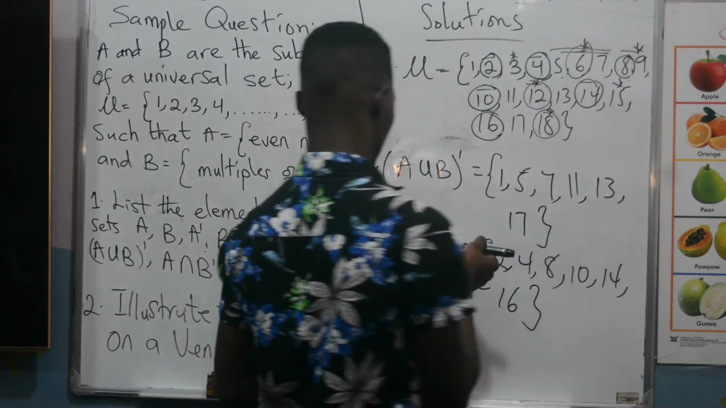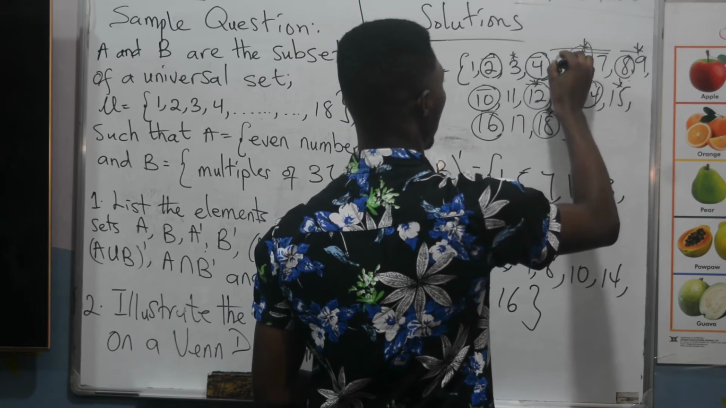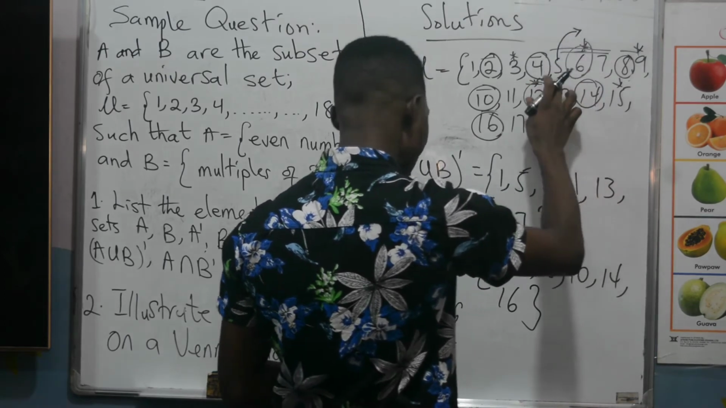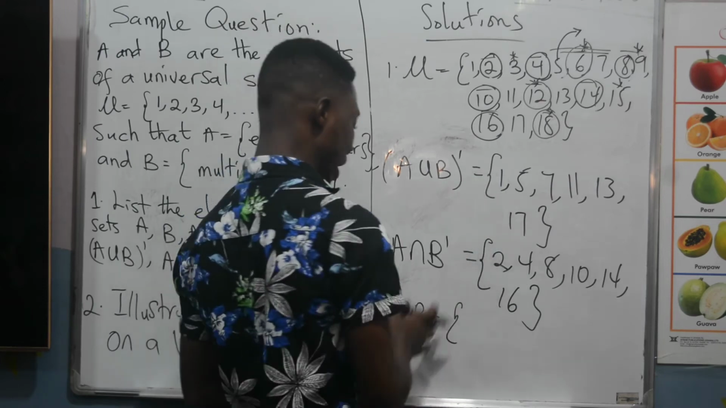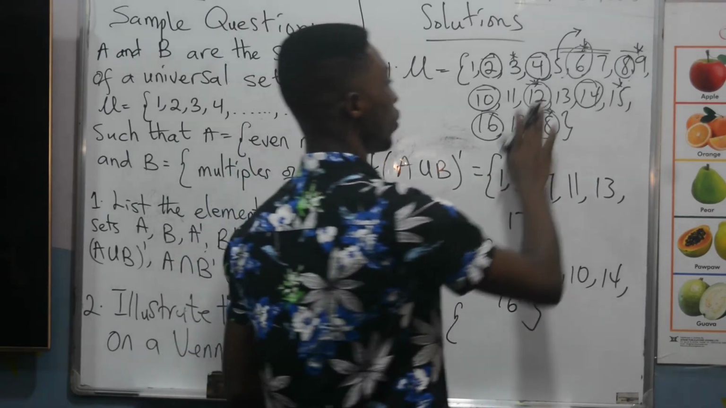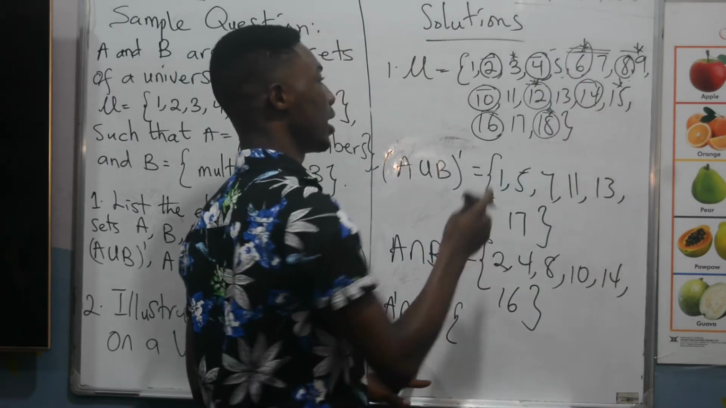So we have 5 over here. 5 here is an odd number, but it's not found in B. So we cannot take 5. It's an odd number, but it's not found in B.